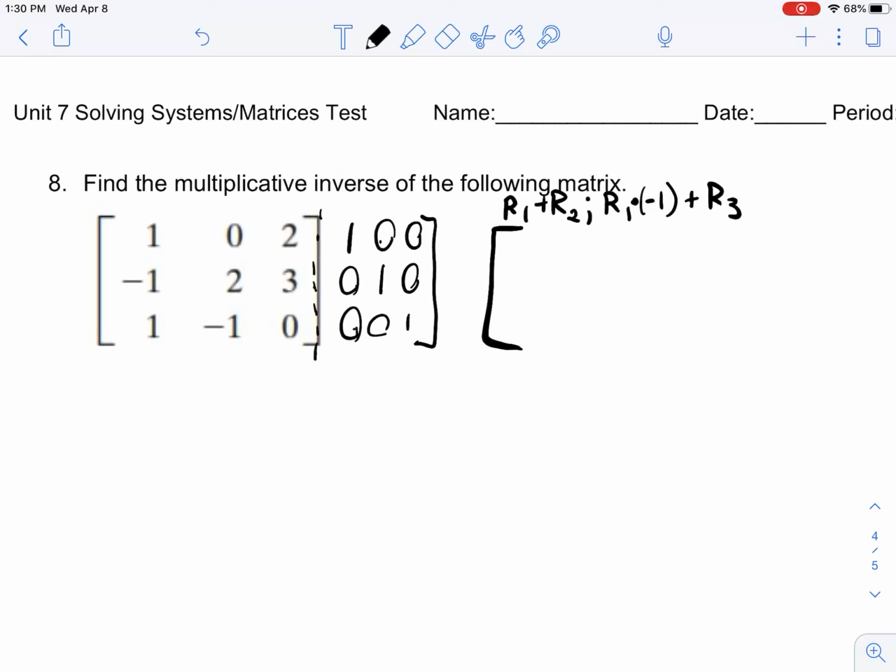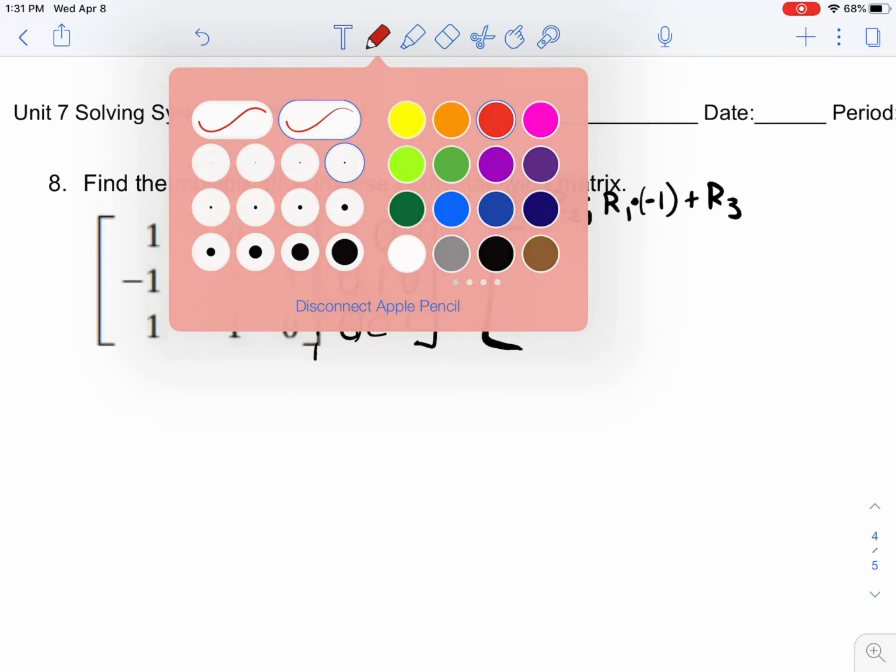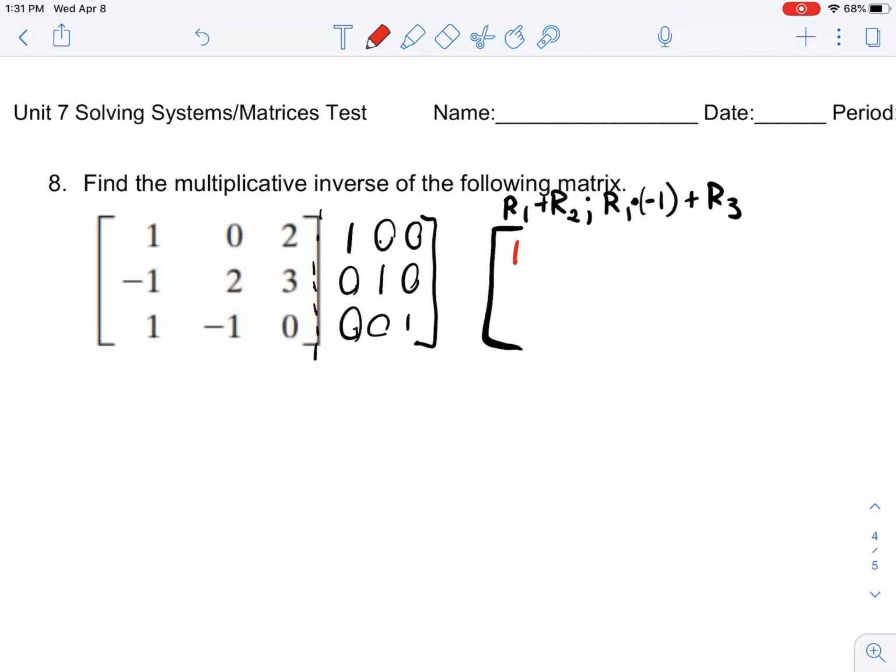And when I do this, it does not just affect these numbers. I need to do that same exact thing to all of these numbers. Okay, so please keep track of that. I had a few people just change this side and not do a thing here, and then they told me that that was the inverse, and I had no idea where that came from. So my first row is going to remain the same because I'm not adding anything to it. My second row, I'm adding the first row to it.